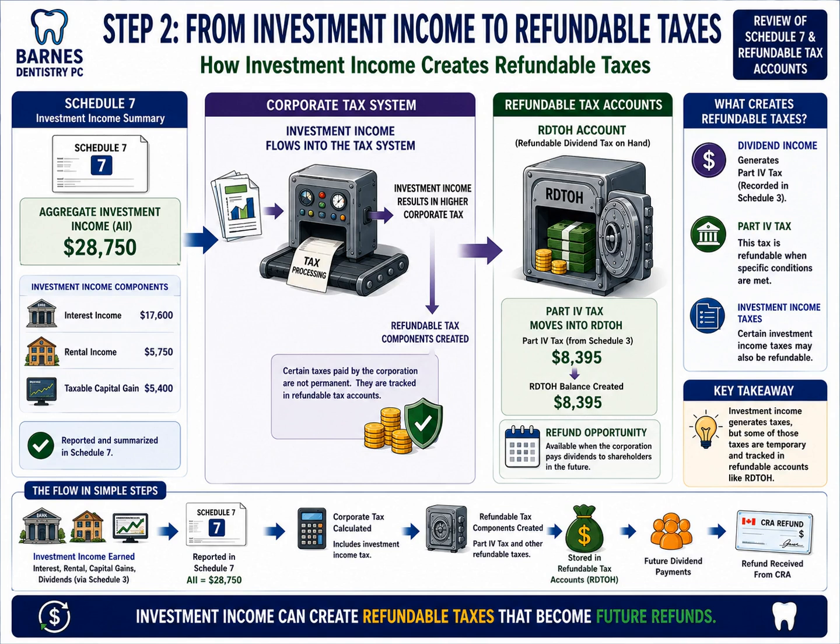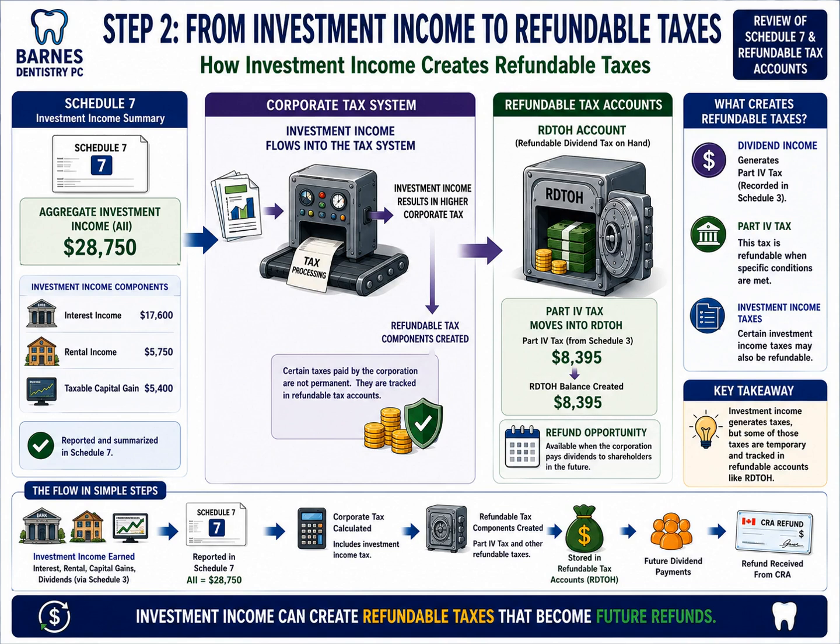Now move to the center of the slide. Think of the corporate tax system as a processing machine. Investment income enters the system and becomes part of the corporation's tax calculations. Because investment income is generally taxed differently from active business income, special tax rules begin to apply. These rules often result in higher corporate taxes on passive investment income.